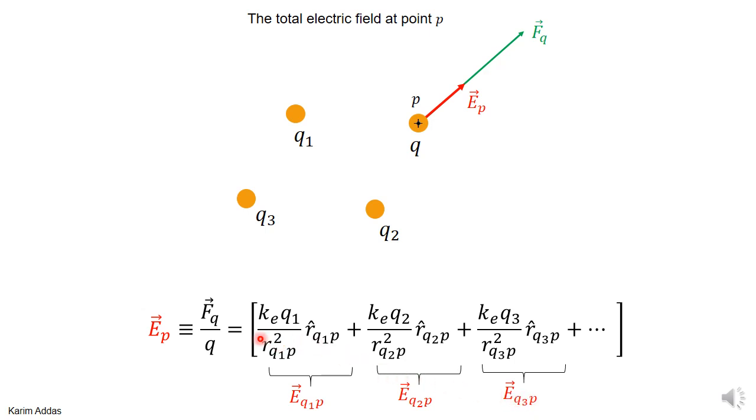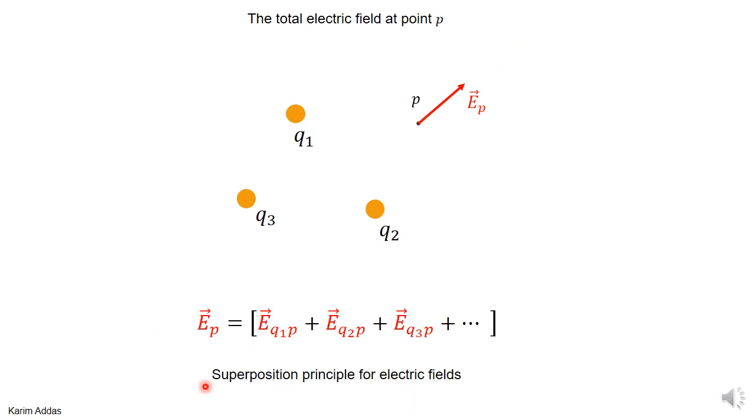So you can see here that we can write the total electric field at point P as the sum of the electric fields at point P due to each individual charge on its own. And this is basically the superposition principle for electric fields. So the superposition principle for electric fields comes directly from the superposition principle for the force.